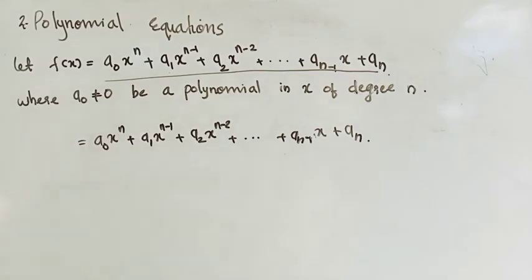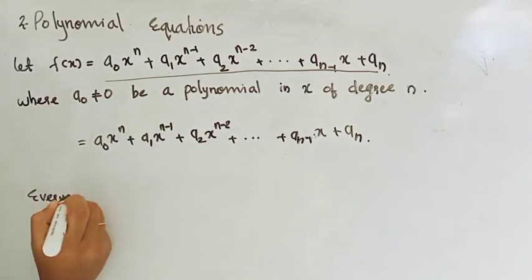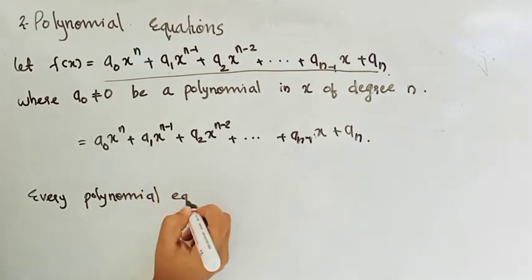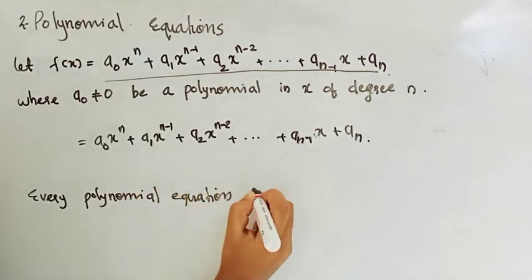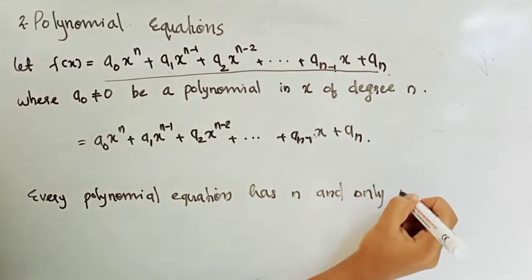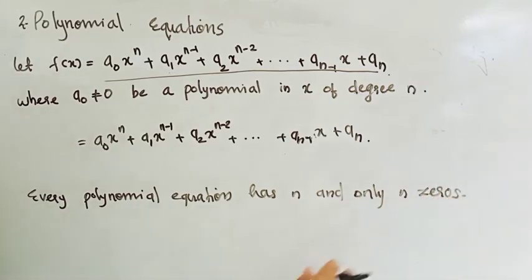Then we can restate the theorem that we discussed earlier. We said that every polynomial of degree n has n and only n zeros. We can restate it as: every polynomial equation has n and only n zeros. Hope you understand what polynomial equations are. And now we can move to some theorems.